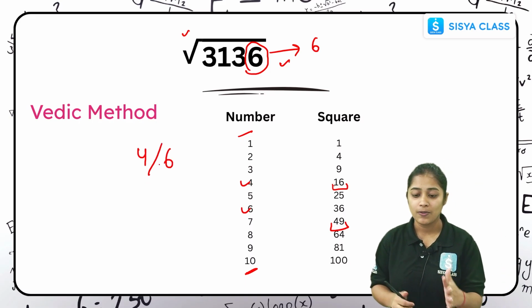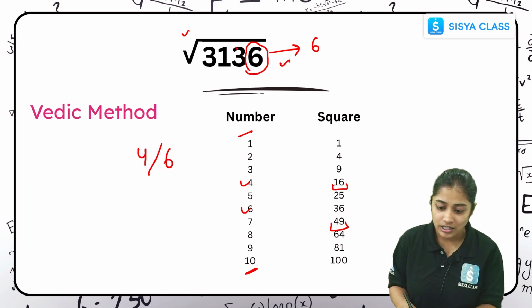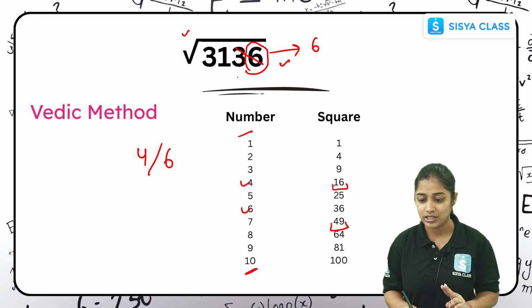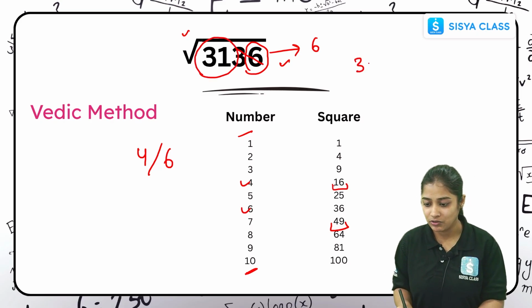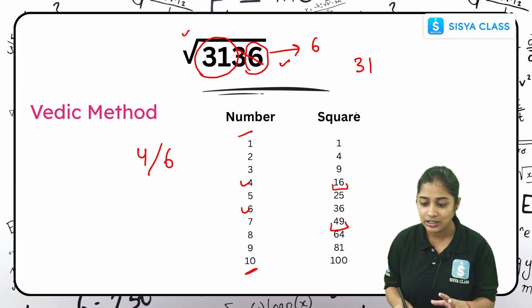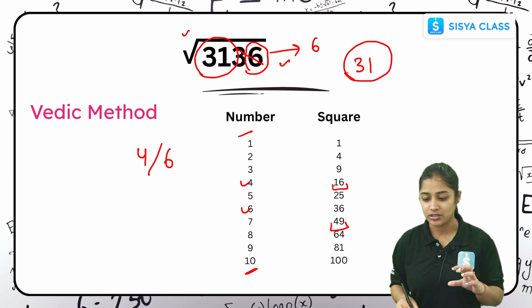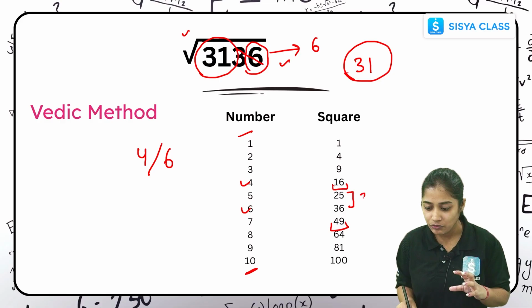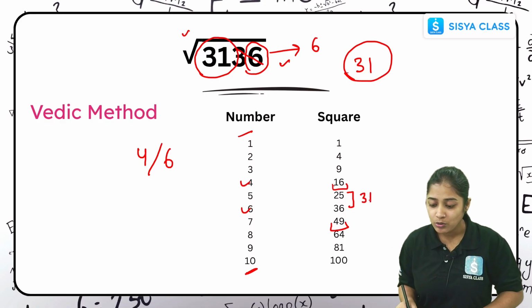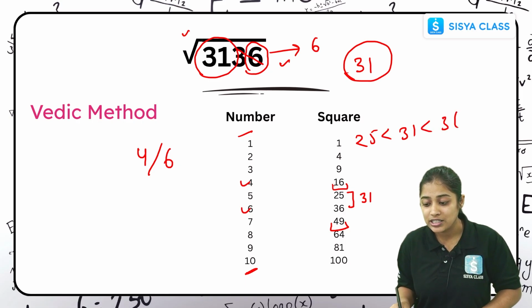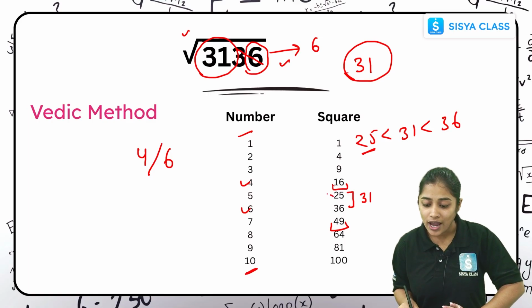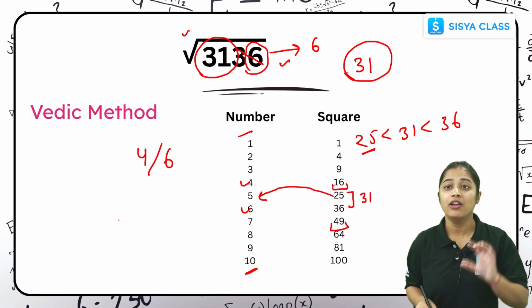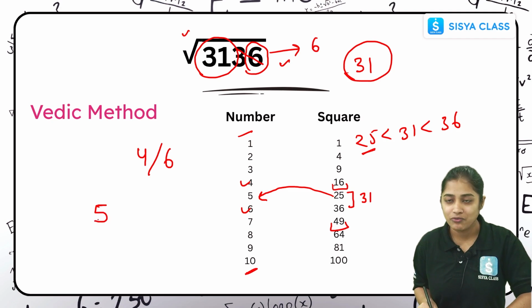Now for the tens digit, I will cancel out the last two digits. Whatever remaining digits I have, that is 31, right? Now I will check which square numbers 31 lies between. Here 31 lies between 25 and 36, right? Which one is smaller, 36 or 25? 25 is smaller, right? So the square root of 25, that is 5, is my tens digit here.